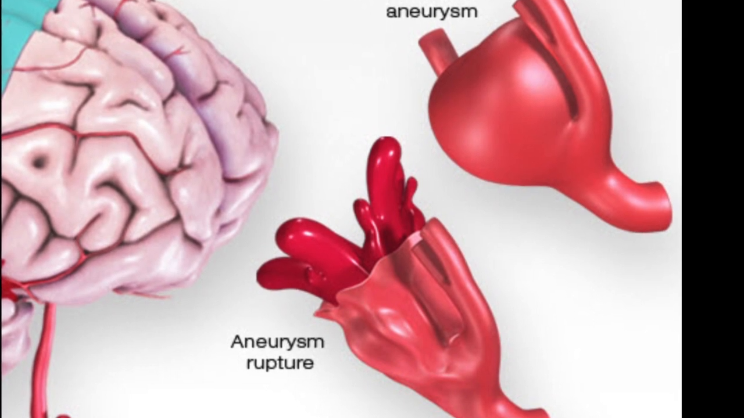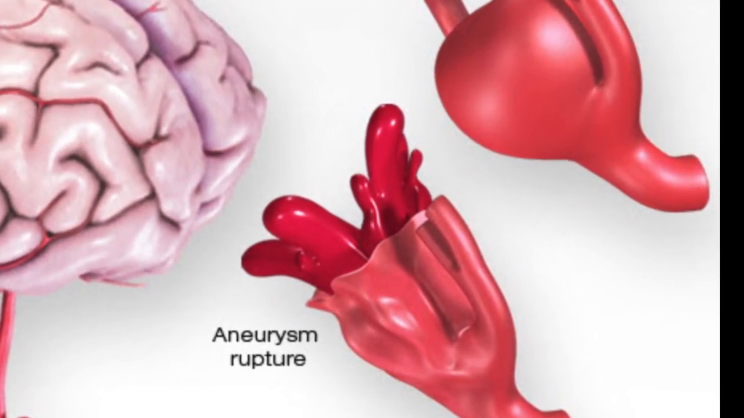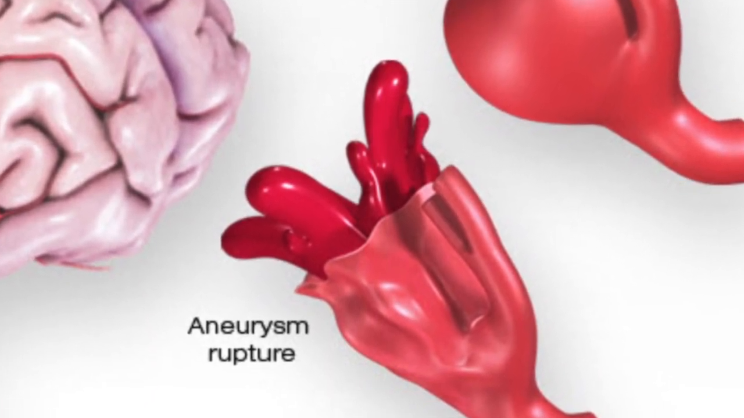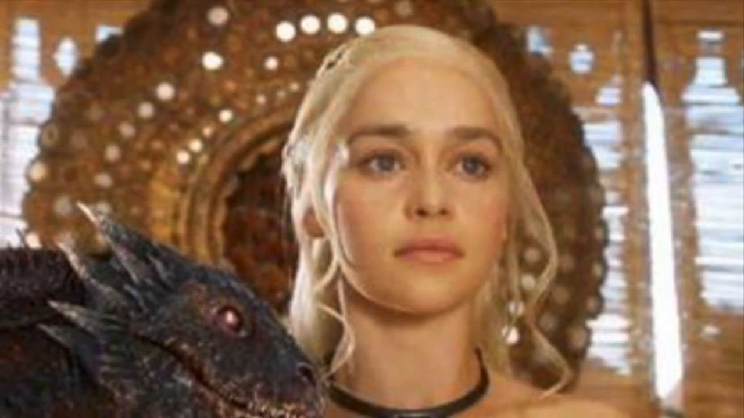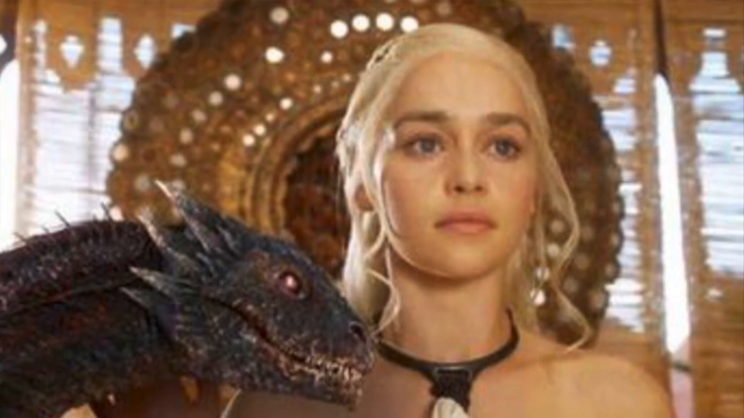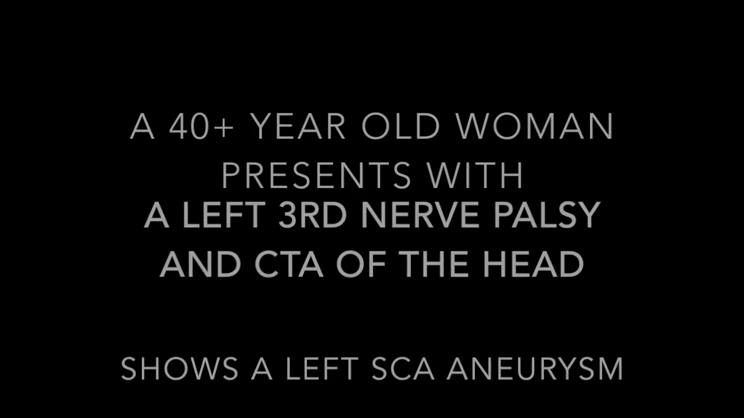What is a brain aneurysm? Well, it's a sac on a blood vessel that can rupture, and here the AHA shows us a nice picture rendition of what happens when the aneurysm ruptures. And this has happened to some rather famous people, such as Emilia Clarke, who played Daenerys in Game of Thrones. She had a ruptured brain aneurysm.